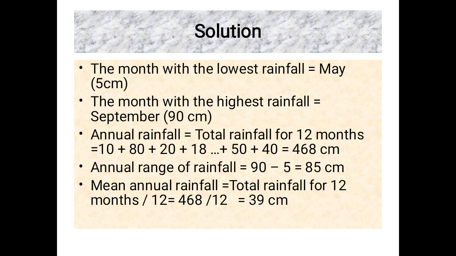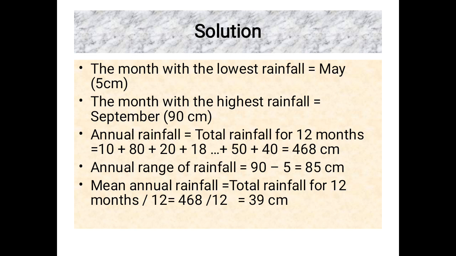Then the annual rainfall is the total of all the months, which is the total rainfall from January, February, March till December. In January we have 10, February we have 80, so you add all of them together and it will give you 468 centimeters.